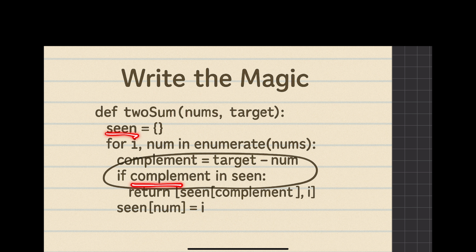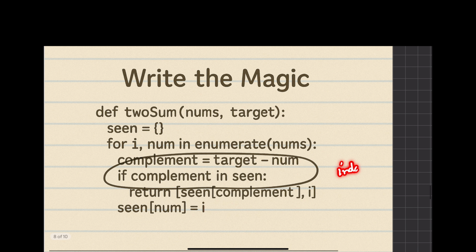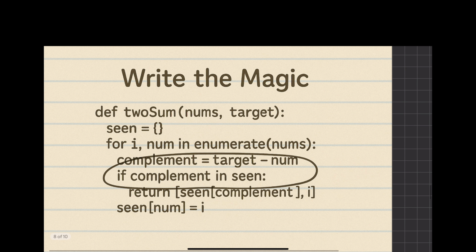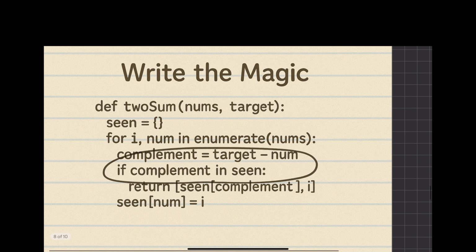If the complement number is in your seen map, meaning you already saw that item, then you will return the index of that item and the index of the current item, because in the question the index is required. If the index is not required, we will pass the value. If the complement number is not present, then we will save the number that we are seeing right now. We will save the number with its index.